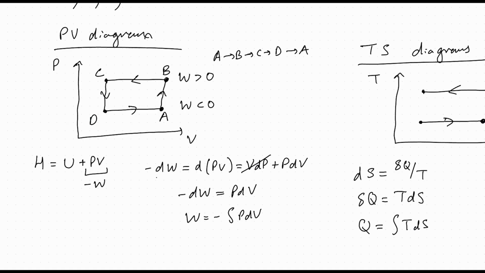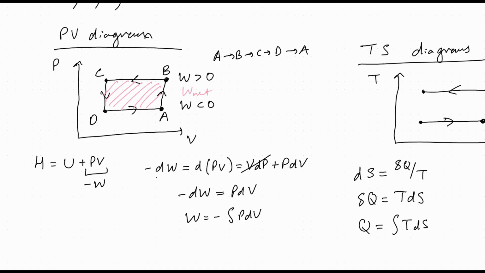And what's really neat about this is that if I were to take the area in this rectangle, let me do that with a different color here, this is actually the net work. Because in this case, we have two places where the volume is constant and we're increasing or decreasing the pressure. So there's no work really being done there.